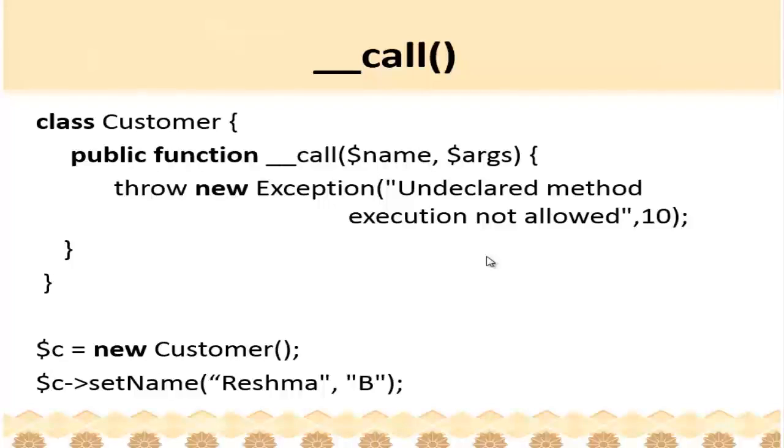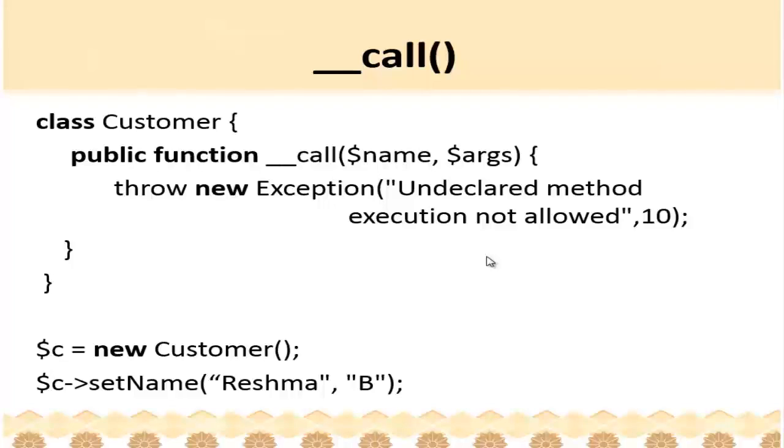This is again one more example. When I have a person class and I have __call here, the only difference is that I throw an exception for a method which is not declared in the customer class. So in this case, I try to call setName and I try to pass the argument.